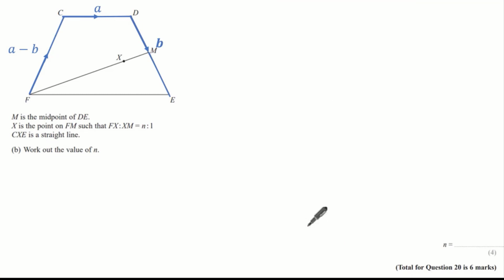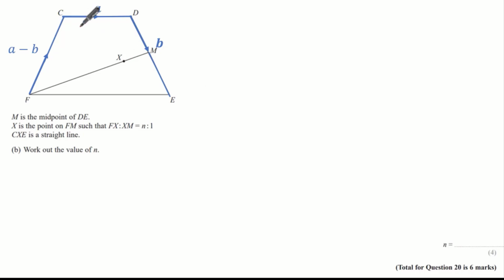The second part of this vectors question states that M is the midpoint of the line DE. X is the point on FM such that FX to XM is given by the ratio of n to 1. We know CXE is a straight line, and we're asked to work out the value of n. Now this is a hard vectors question, as it uses diagonals which intersect, but there is an easy way to work out the vector of one diagonal given the vector of another diagonal.